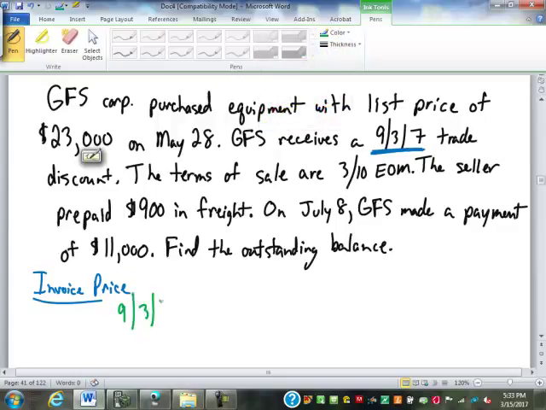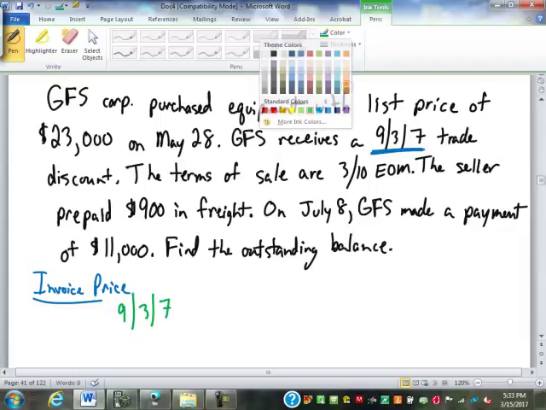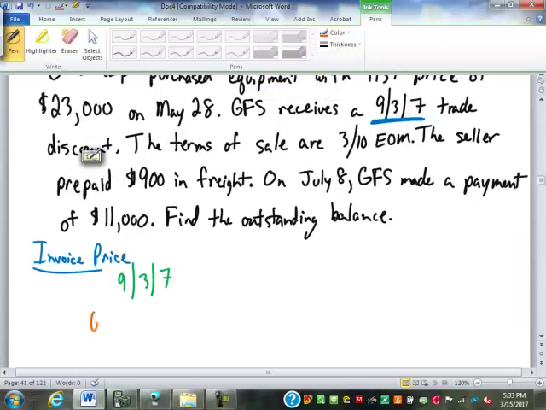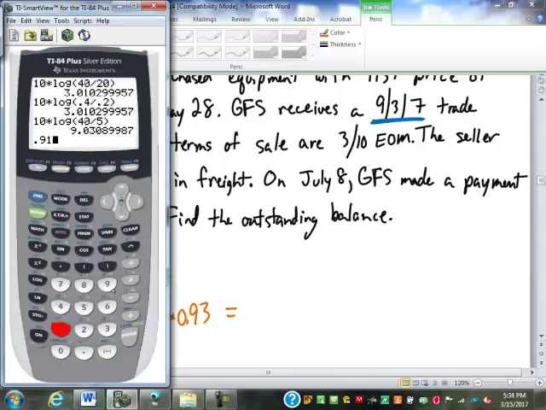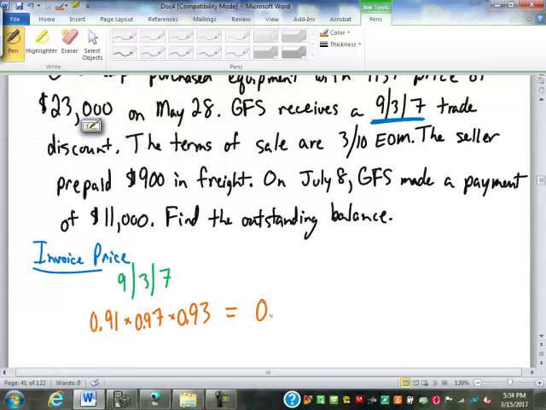So the 9, 3, 7 is going to translate to 0.91 times 0.97 times 0.93. It's 100 minus each of those. 100 minus 9 is 91. 100 minus 3 is 97. 100 minus 7 is 93. And I wrote 0.97 again. So there we go. If we multiply that out, we get 0.820911.